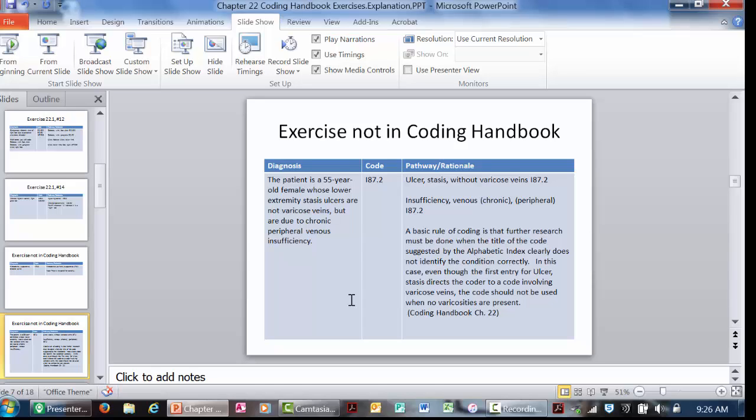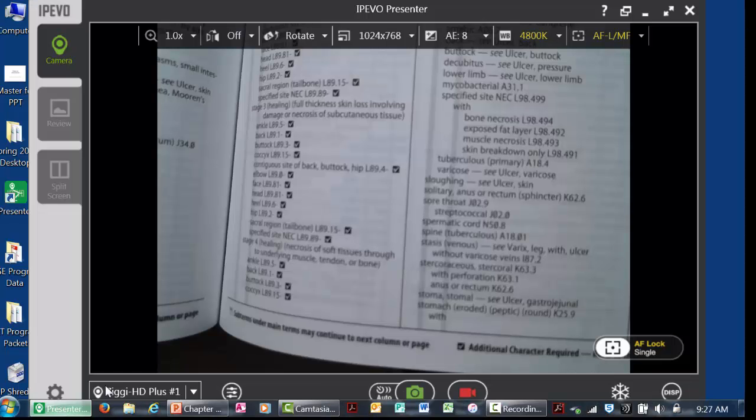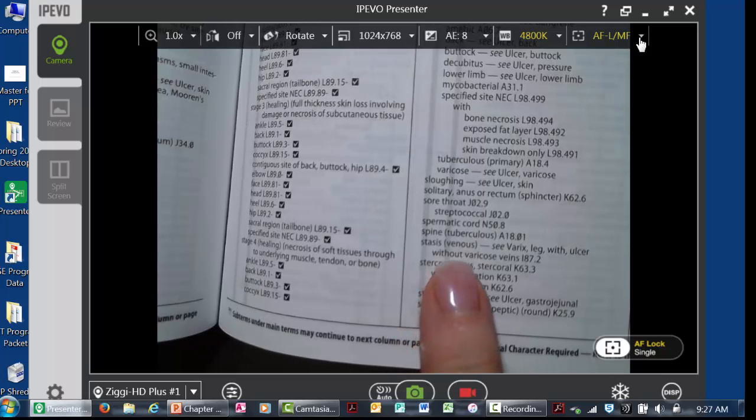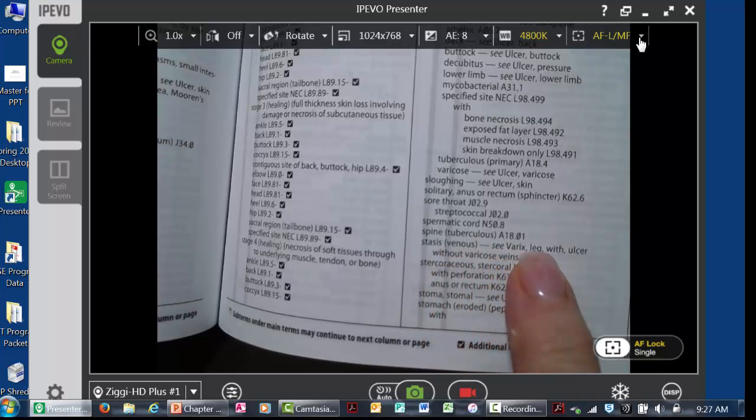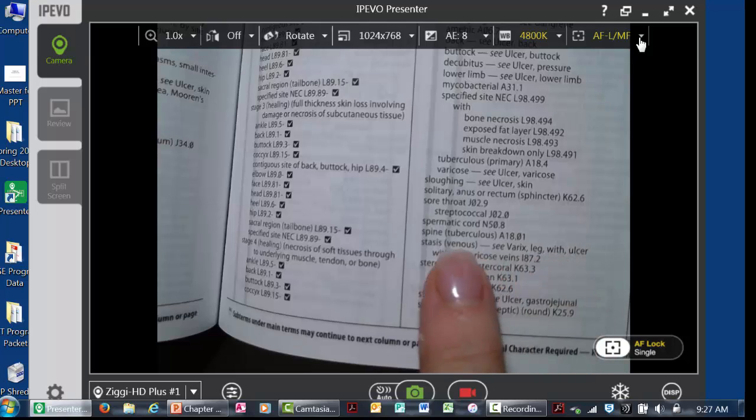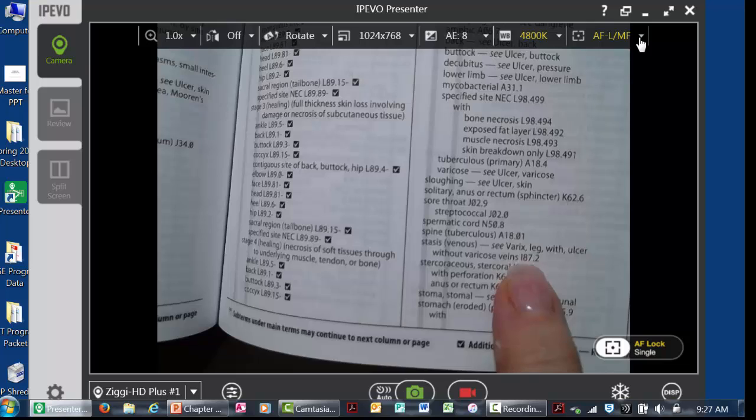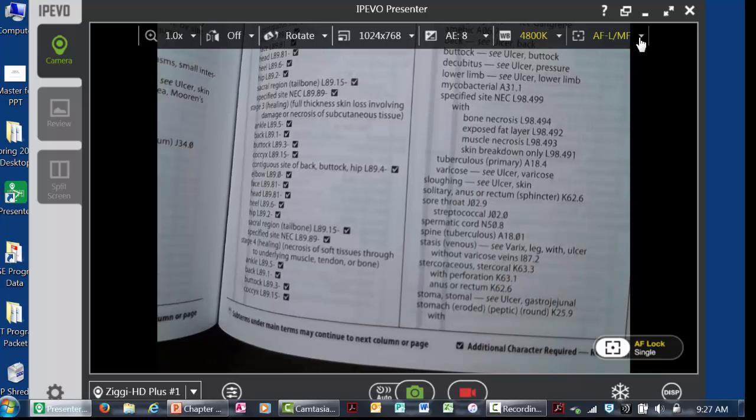So let's look at the code book so I can show you a little bit about what I'm talking about there. You see here, Stasis, Venous, and if you just read the first line, see varix, leg with ulcer. But if you read down to the next subterm, without varicose veins, there's the I87.2 code. So just keep in mind, a stasis ulcer does not necessarily have to do with varicose veins.